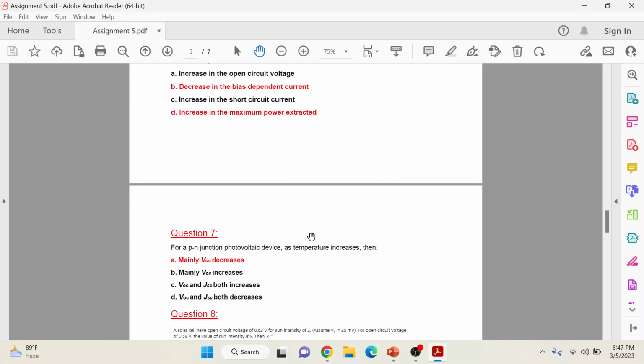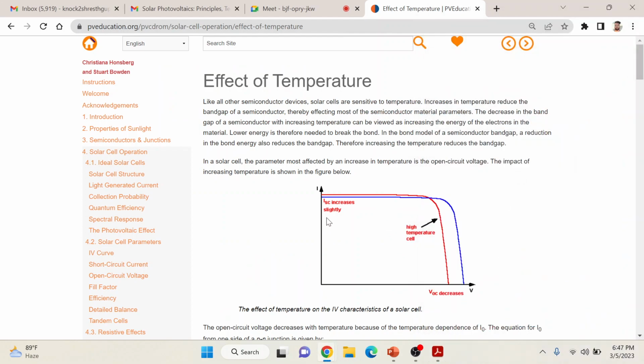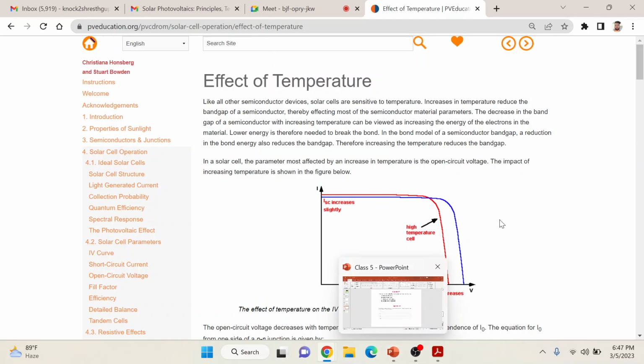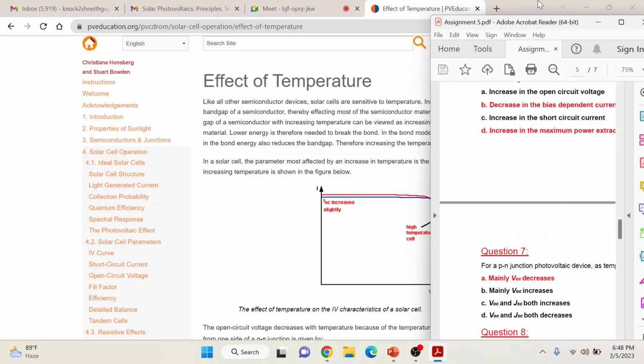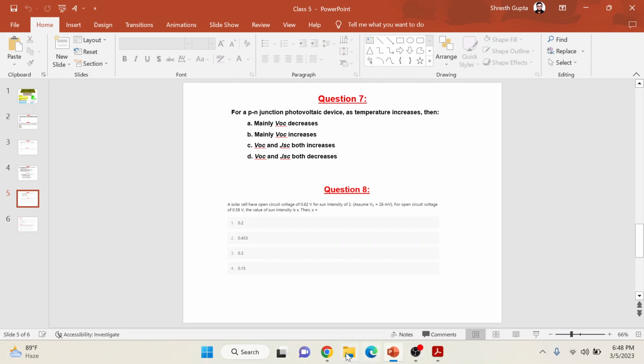So the correct option is mainly VOC decreases in a PN junction device, because you can see the ISC increase is very slight, and that option is not given. Mainly VOC decreases, and accordingly the fill factor will also be affected. If I frame a question in these terms, what is the impact on fill factor, then you can tell, right? Yes, sir, inversely proportional, both are.